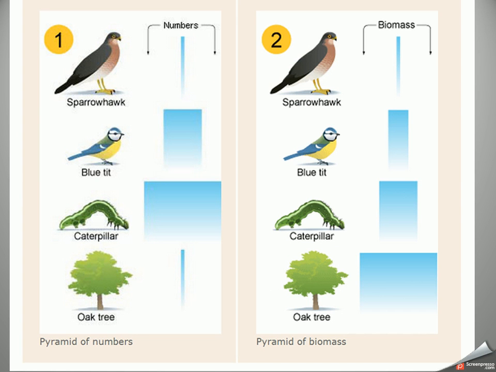Okay, and this is another reminder showing the oak tree. This is how it would be represented with a pyramid of numbers. But if you take biomass, it looks a little bit more normal.